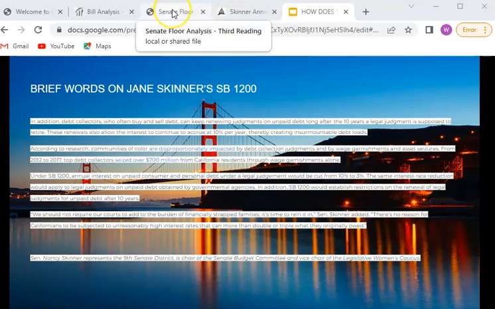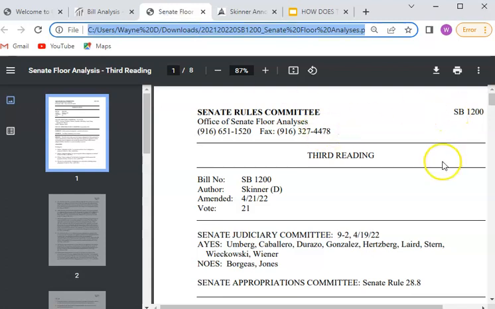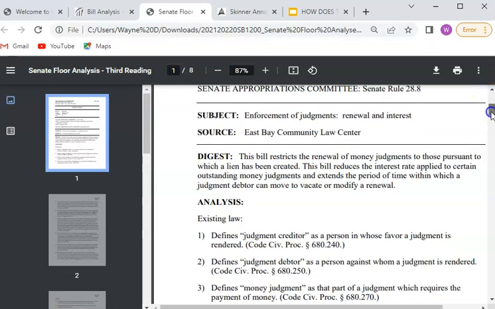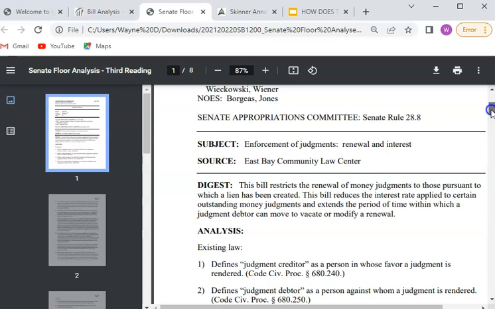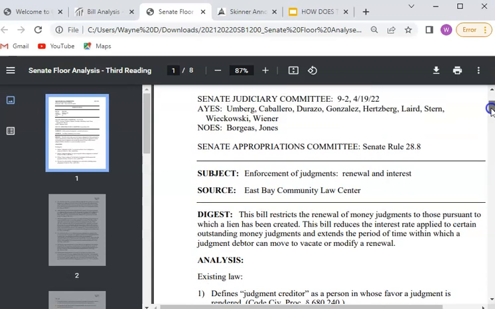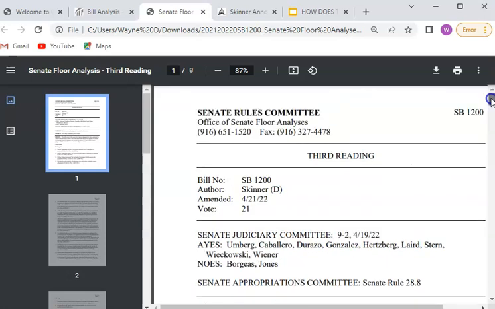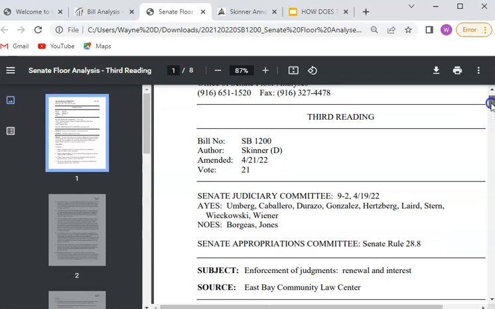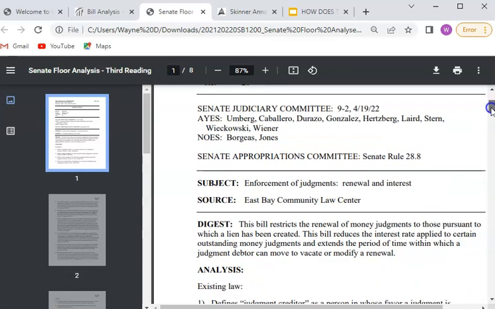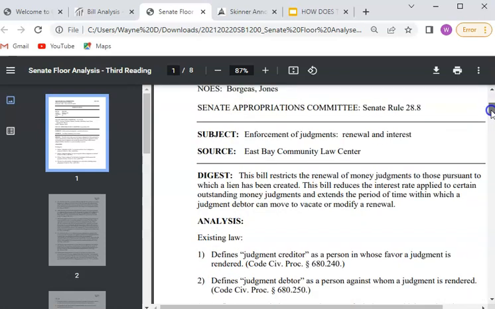So let's look at another file here. Senate Rules Committee, third reading. We'll just go over a little bit of this, maybe just the beginning. This is available on their site, PDF. Subject: Enforcement of Judgments, Renewal and Interest.